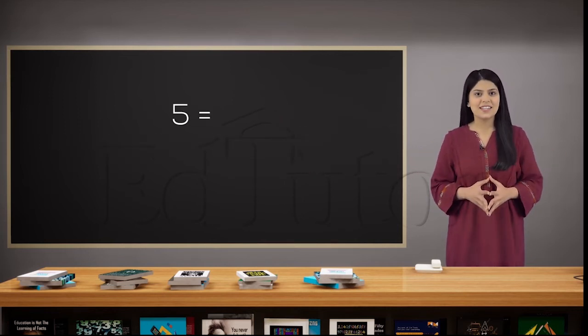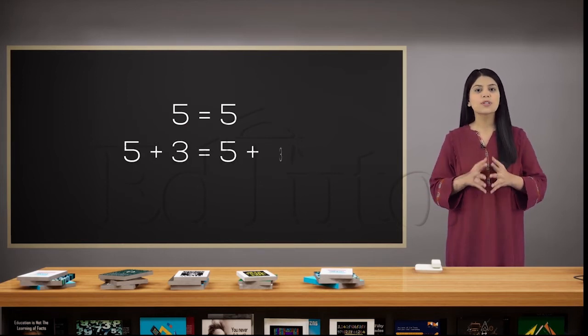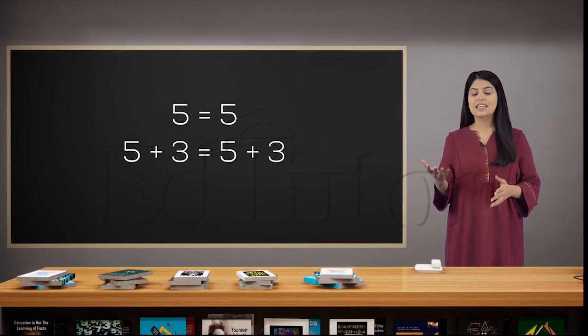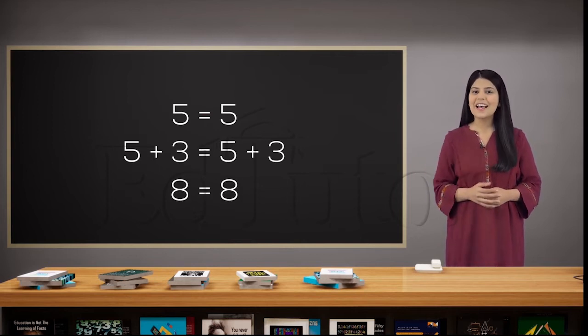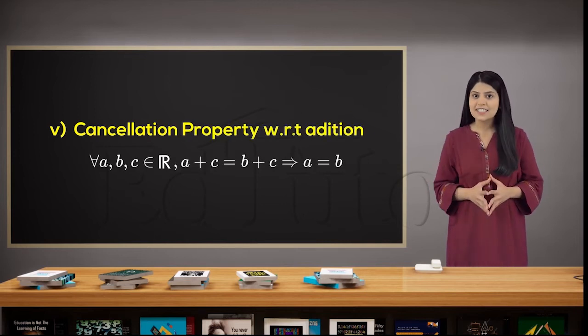Let's use some numbers here. Suppose this true equation. If we add 3 to both sides, what happens? The equality still holds true as expected. The same would have happened if we were subtracting it.